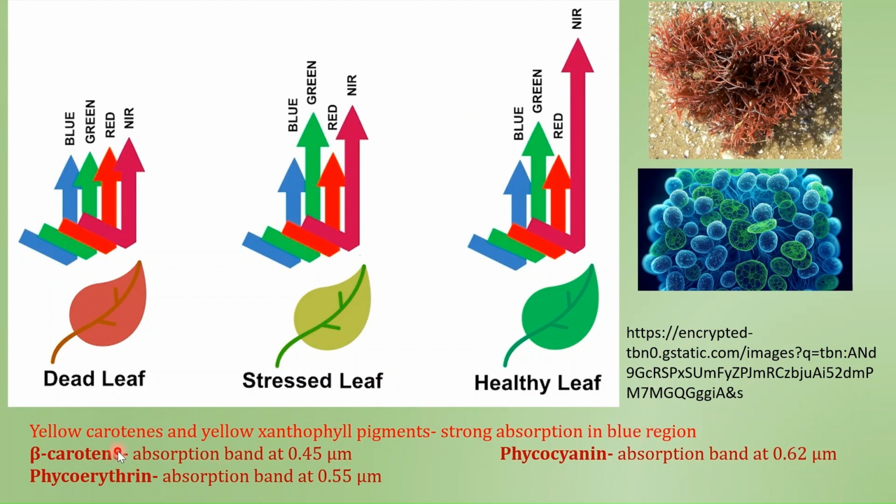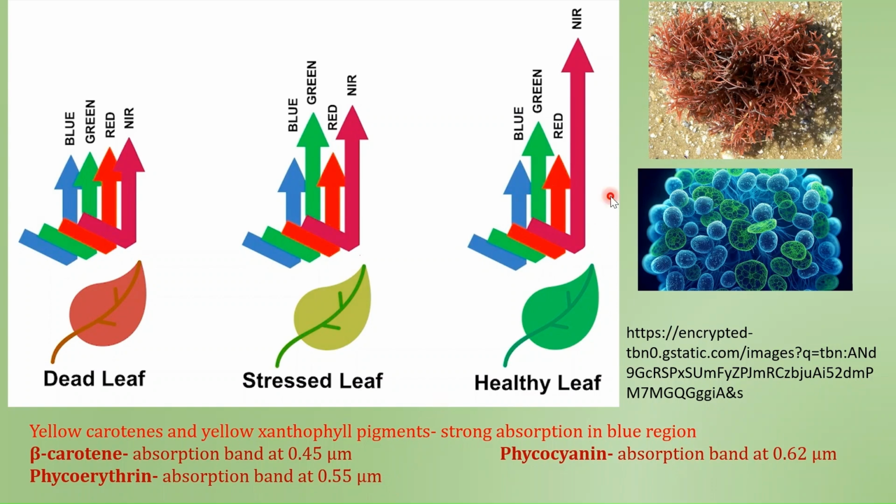Then we have the beta carotene. This also has strong absorption at 0.45 micrometer. It means it will be absorbing the blue portion and reflecting the green and the red wavelength range. Then we have the phycoerythrin pigment, which has the absorption band at 0.55 micrometer, which falls in the green range. So some amount of the blue and a major amount of the red wavelength is reflected.